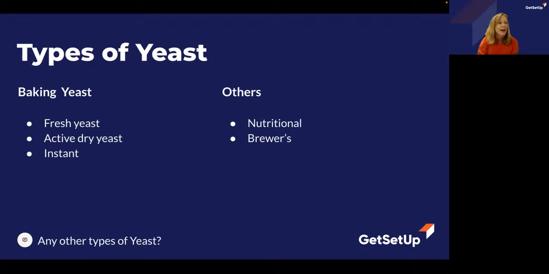Okay. And then there's your other kind of yeast you see out there, nutritional yeast. That's not for baking; this is just for nutritional advantages. Brewer's yeast is something you can get from some breweries. Sometimes they'll have yeast they use that I believe they also use for nutritional reasons, so it's more of a supplement.